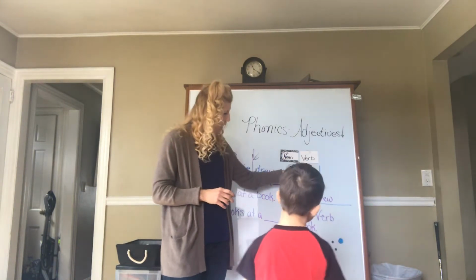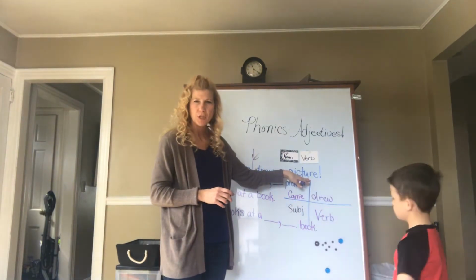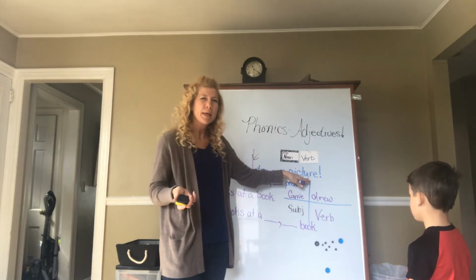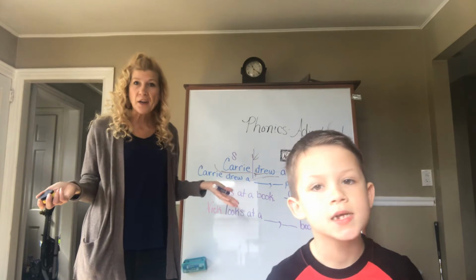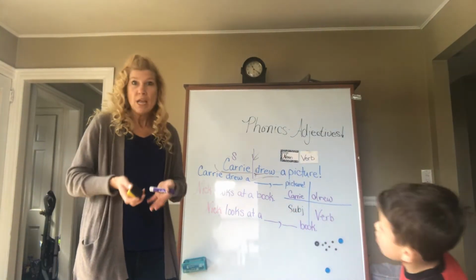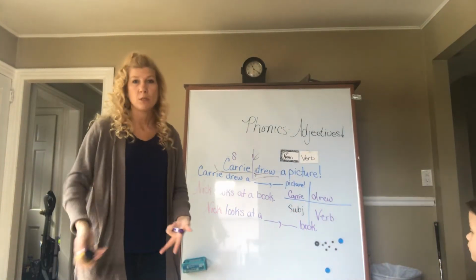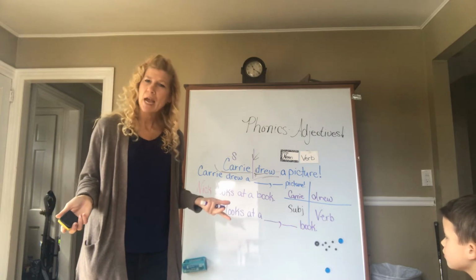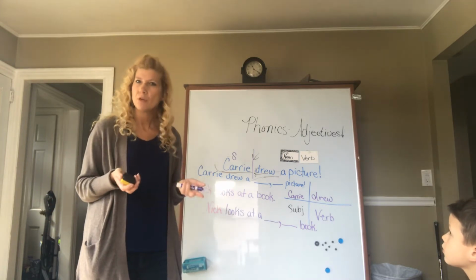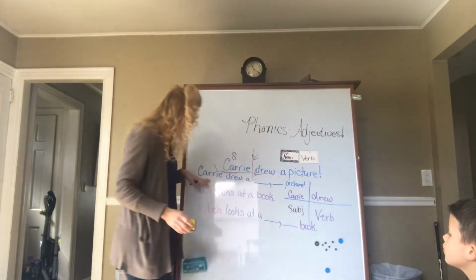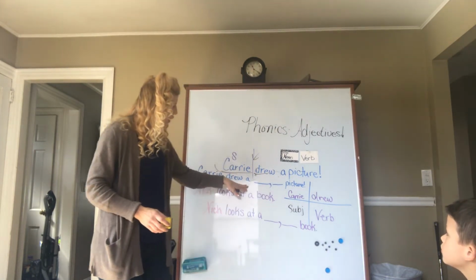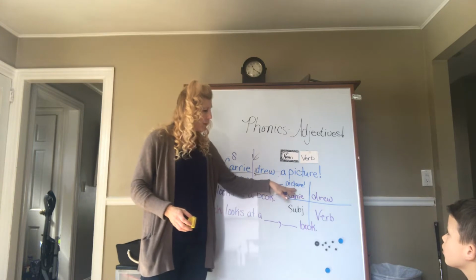I want to add an adjective to the word picture because I think we could make picture sound a little bit more interesting. Do you know what kind of picture? Do you know if it was a big picture, if it was a small picture? We don't really have any idea what that picture looks like. So I have our second sentence here, and it says, Carrie drew a blank, blank picture.